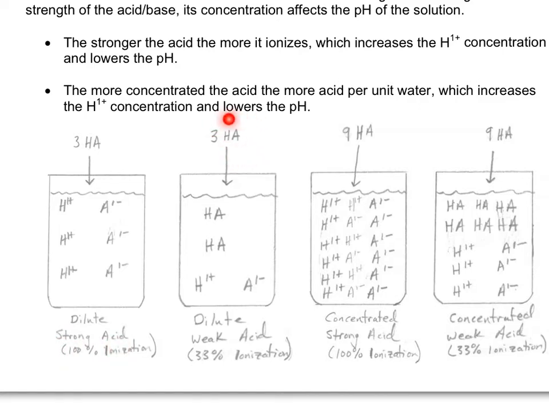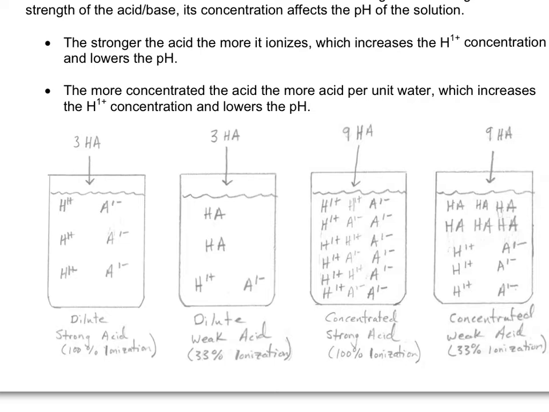If I look at this beaker, I have the 3 acid molecules as well, but only 1 out of 3 of them ionize. That's 33%. So this is classified as a weak acid. Because the strong acid has more H+ in the same volume, it will have a lower pH than my weak acid. But this is not the only thing that determines the pH of the solution.